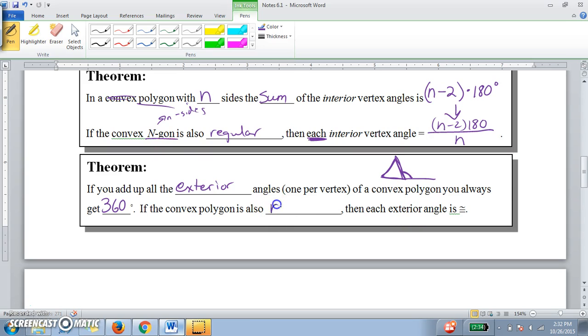So if the convex polygon is also regular, meaning all sides and all angles are the same, then each interior angle is congruent. So I would figure out how much each one is by taking 360 divided by the number of sides in that shape.